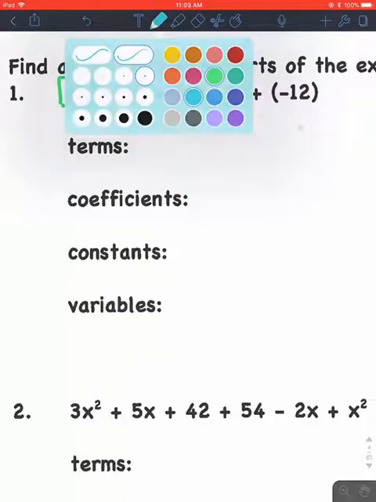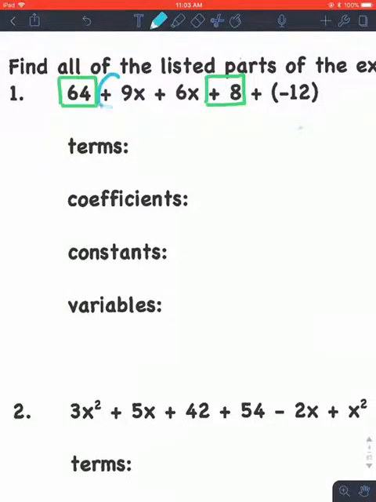Now I'm going to do a blue circle for the next term, plus 9x. Plus 9x is like with 6x. So I'm going to get plus 6x in the same shape. Oh, and it looks like I forgot one more term with my rectangles. I left off the other constant. So no big deal, I'm just going to go back and get that.